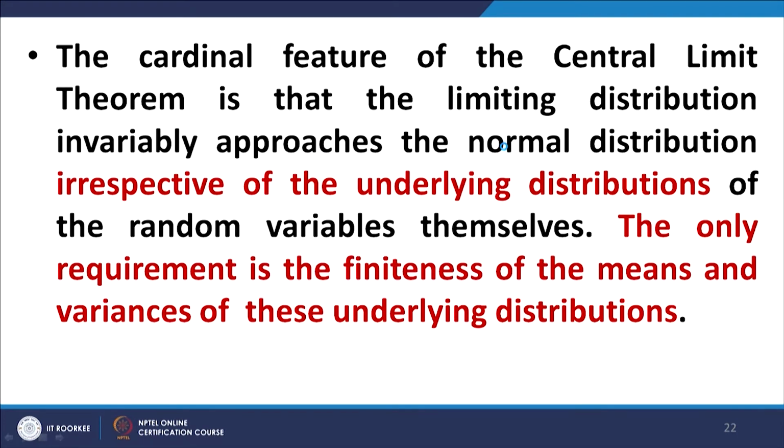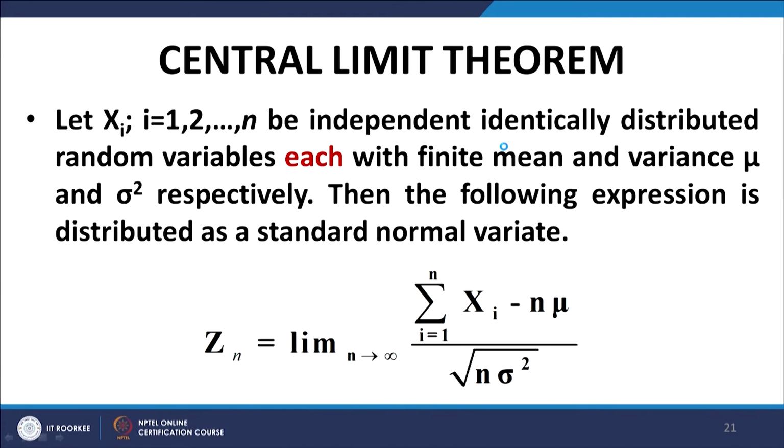What is the important part in it? The important part in it is that the variables x1, x2, x3, etc. are independent and identically distributed, but how they are distributed is irrelevant. In other words, the nature of the underlying distribution of x1, x2, x3 is not relevant.